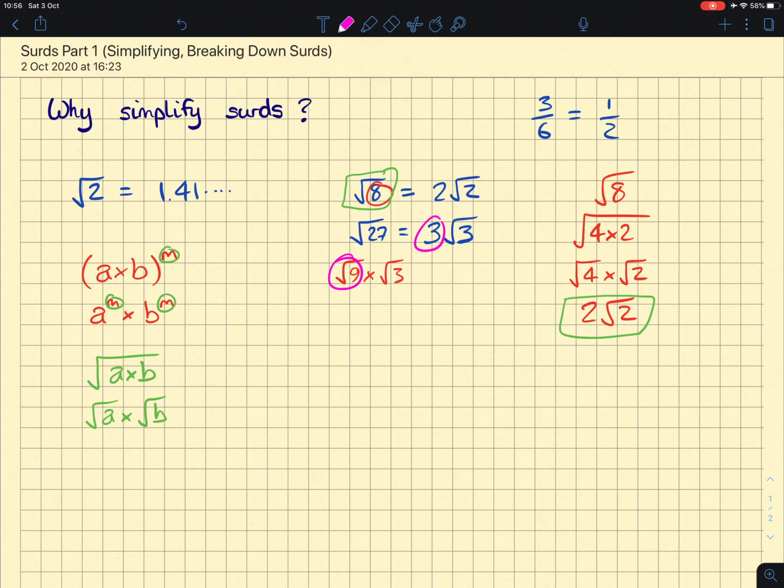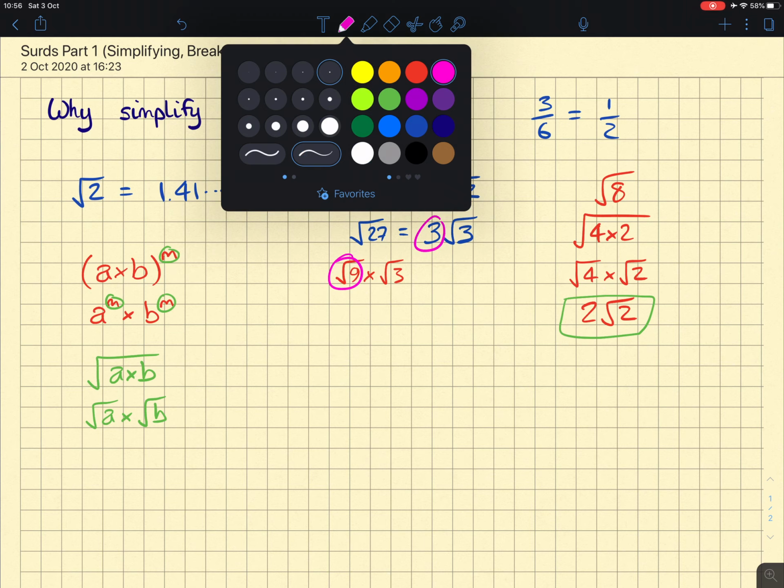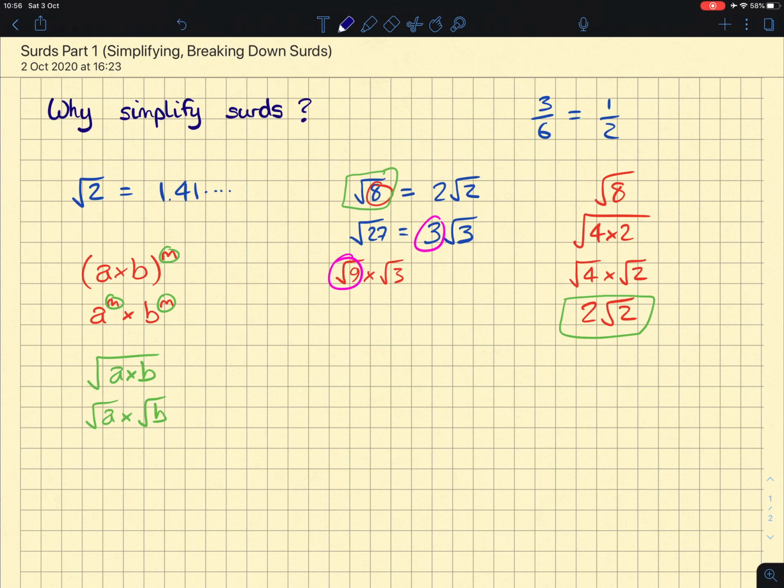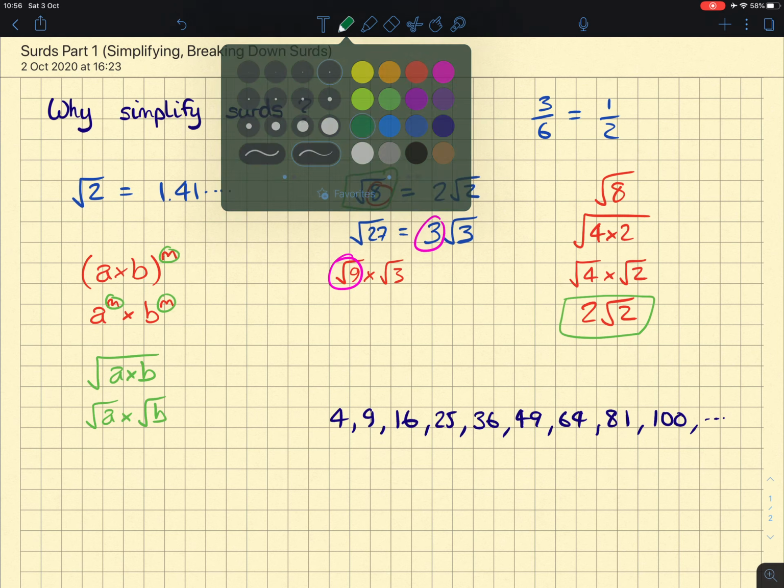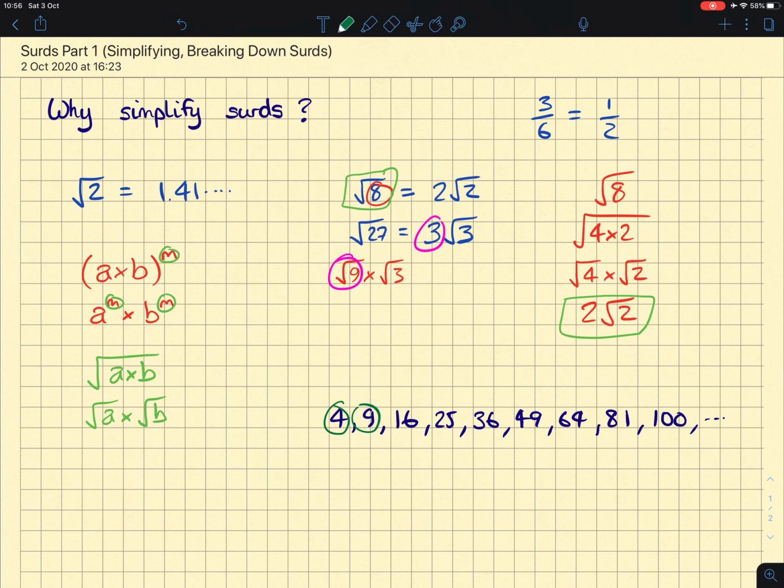So surds can be simplified if you can divide by a number that has a nice square root, in other words, any of the square numbers. With the examples we're about to look at, if you can divide by any of these numbers, then your surd can be simplified. Now, you don't have to remember all of these numbers. The key ones that you want to look for are 4, 9, 25, and 49.